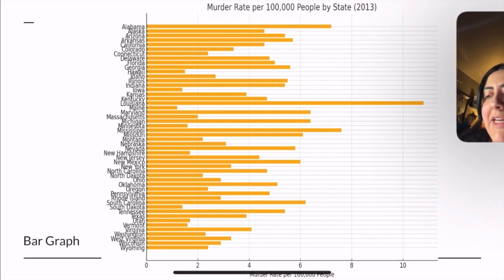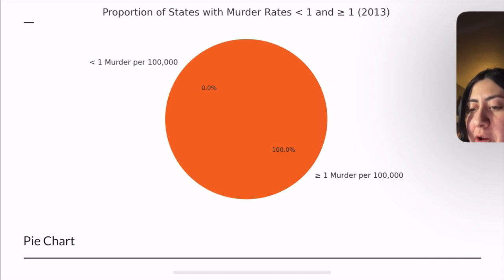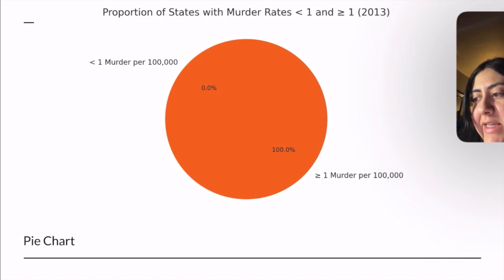This is our bar graph, and it shows the murder rate per 100,000 people by state. You can see some interesting findings here: Louisiana has the highest murder rate, while the lowest is Maine. This pie chart shows that the proportion of states with murder rates less than 1 is 0.